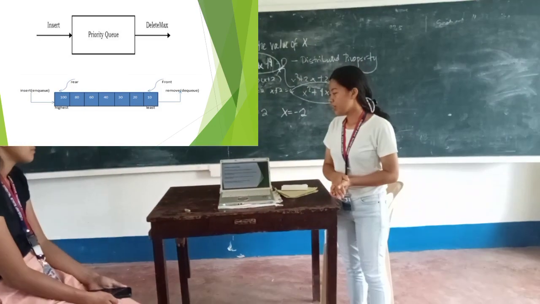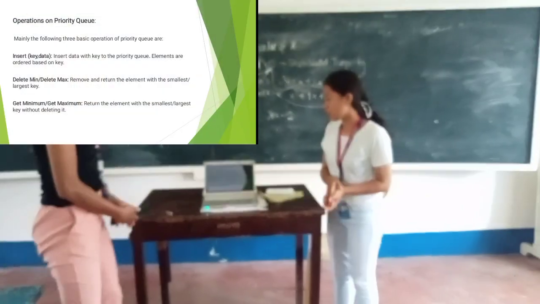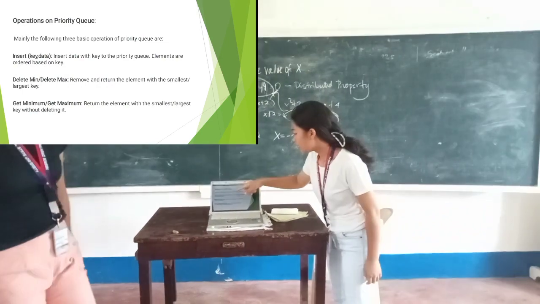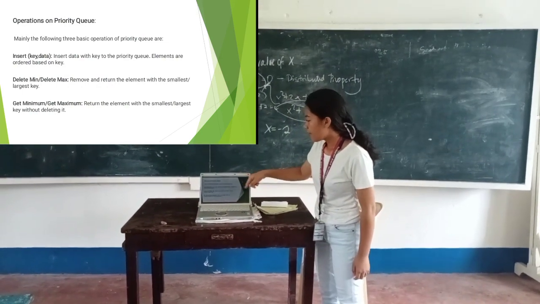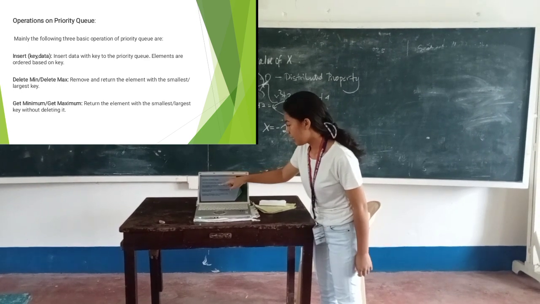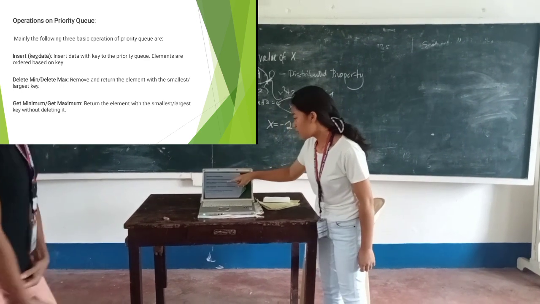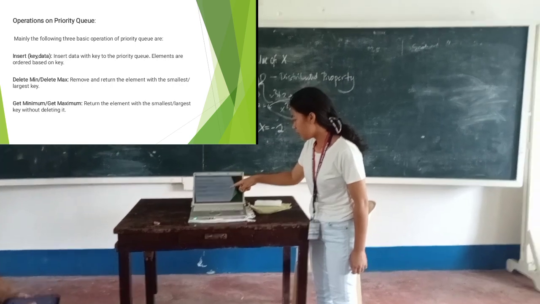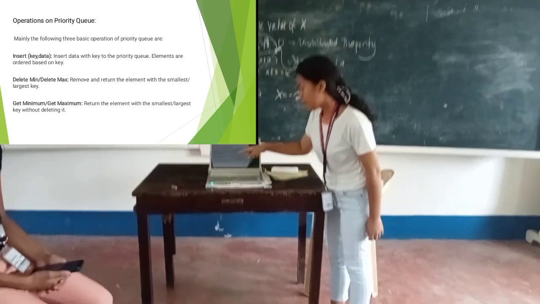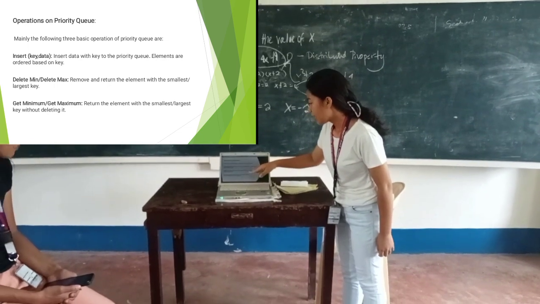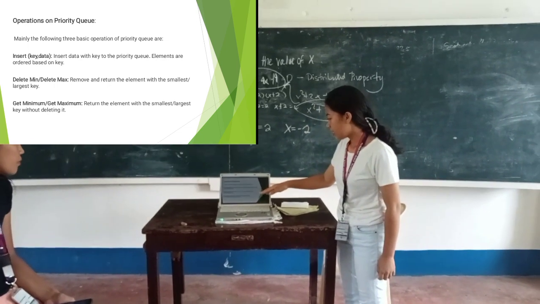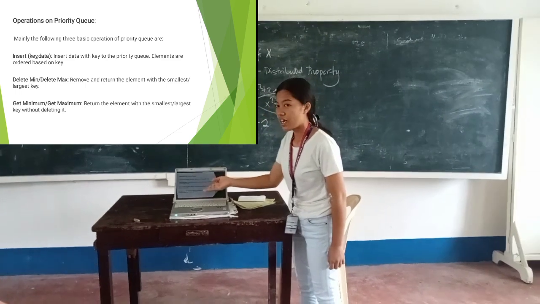Then in priority queue, we have operations on priority queue. Mainly, the following three basic operations of priority queue are: first, insert key data. Insert data with key to the priority queue. Elements are ordered based on key. Delete min or delete max. Remove and return the element with the smallest or largest key.